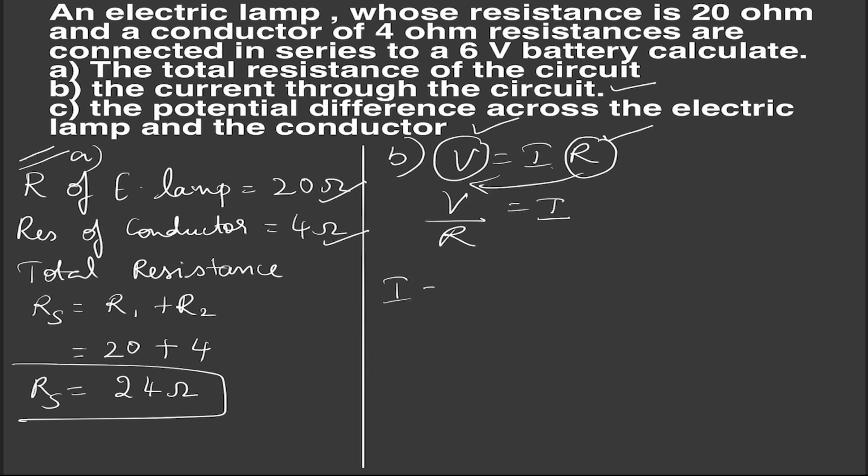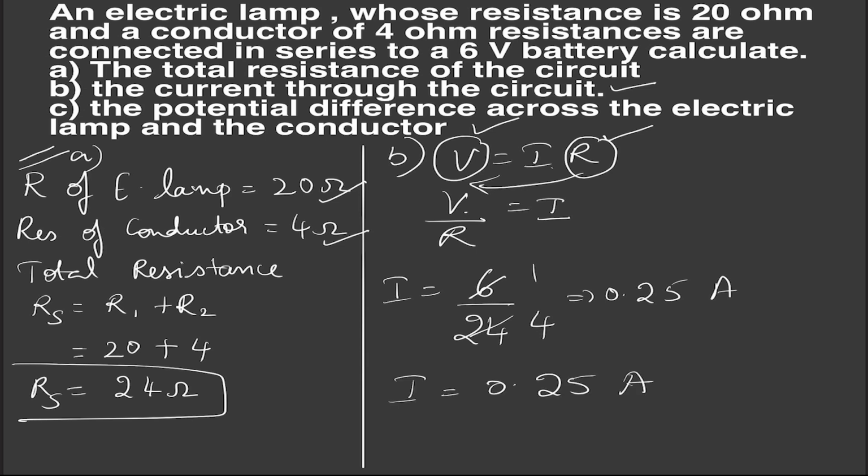So what is the value of V that is being given here? It is 6. What is the effective resistance? It is 24. 6 ones are 6, 6 fours are 24. What is 1 by 4? It is nothing but 0.25 ampere. So what is the current through this circuit?